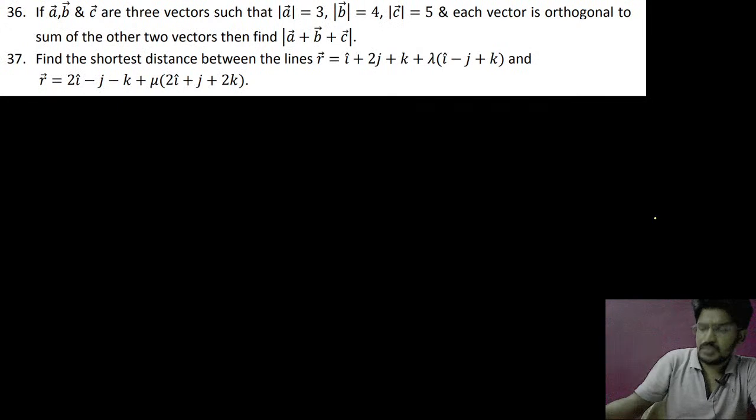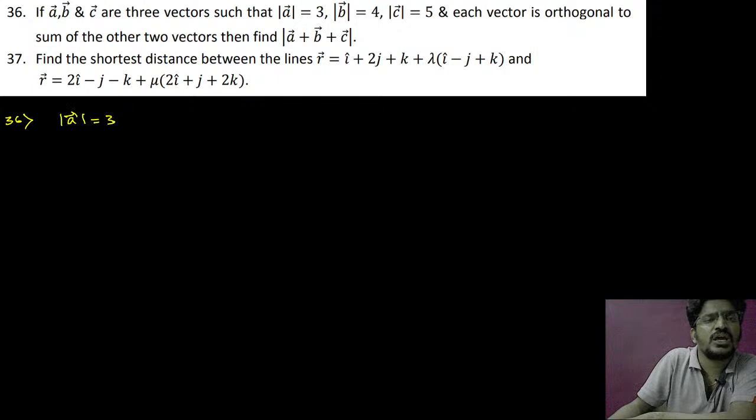So you just see problem number 36. What is problem number 36? A, B, C are the three vectors given by mod of vector A equal to 3, mod of vector B equal to 4, mod of vector C equal to 5.